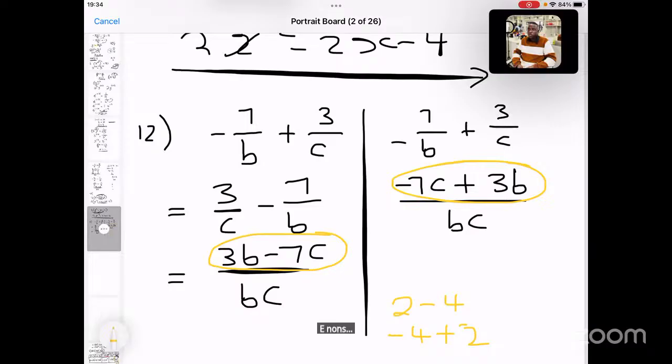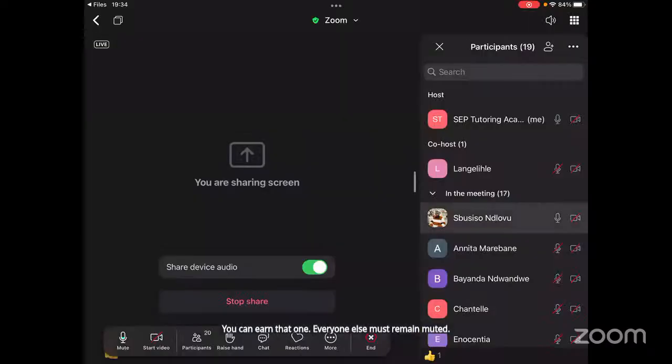Yons? She's gone. You can unmute one. Everyone else must remain muted. Okay, Yons is fine.